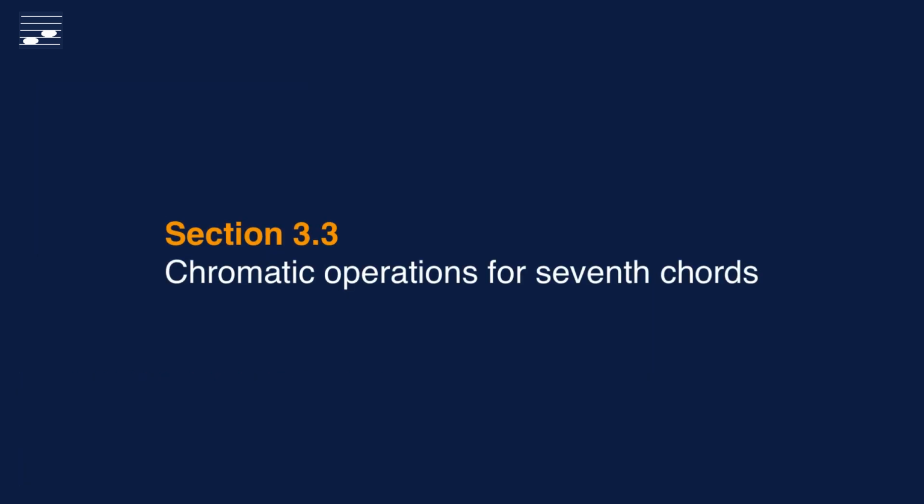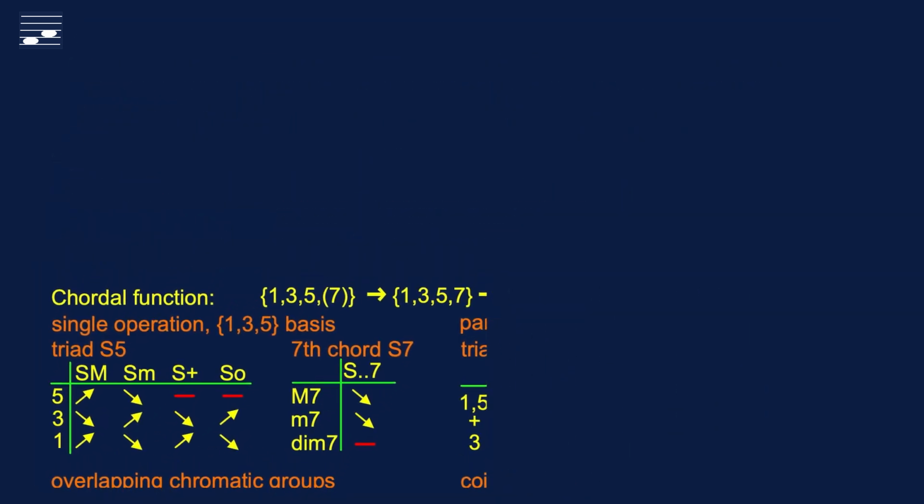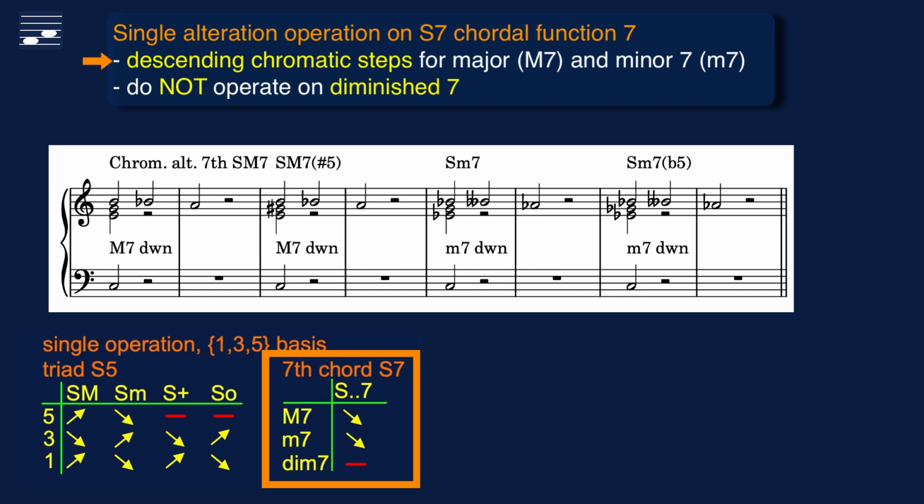When the opening chord structure in the chromatic group is a 7th chord S7, we may apply a chromatic operation to that chordal function 7. In case of either a major or minor 7th, there is semitone descending motion. Here are examples for 4 different 7th chord structure types.